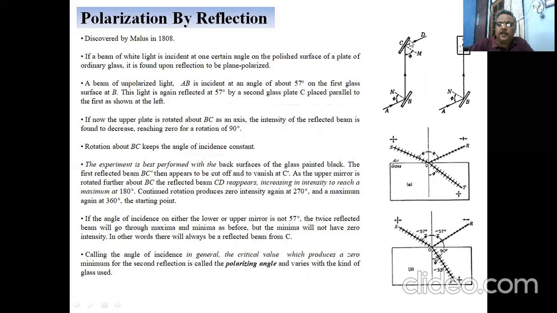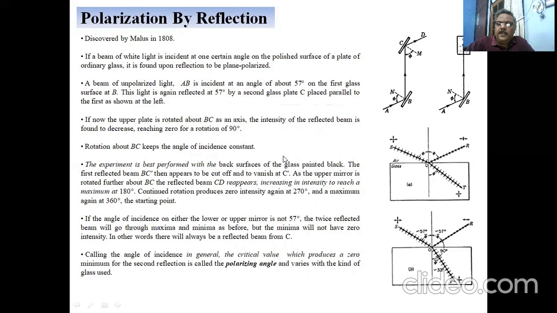So the rotation about BC has kept the angle of incidence constant. The angle of incidence has not changed. The beam is coming on this path only, and this is at this angle only. The only thing is that it is in circular motion.